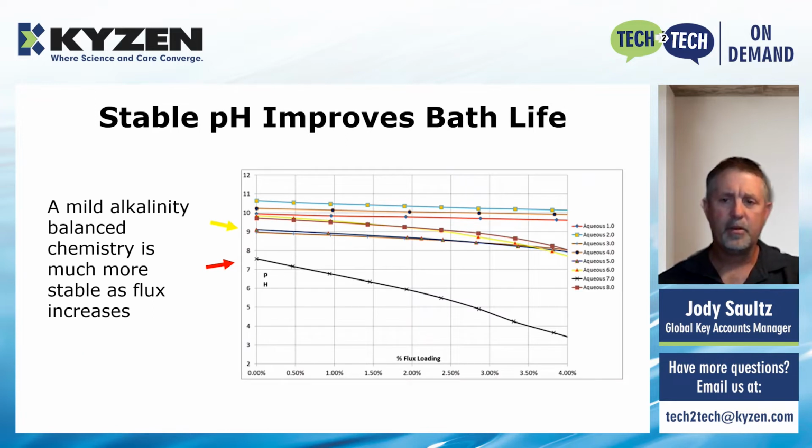So, what happens when flux starts loading up a bath that's being cleaned with a pH neutral chemistry? Well, if you look at the scale, you can definitely see if pH starts at 7.5, it drastically drops off quick, even at 1%, 2%, versus a mild alkaline balanced chemistry. You can see the upper side of the graph between 9 and 10.5. Those are basically holding that pH range throughout the bath life, so it doesn't fall off into the acidic side as fast as a pH neutral chemistry.